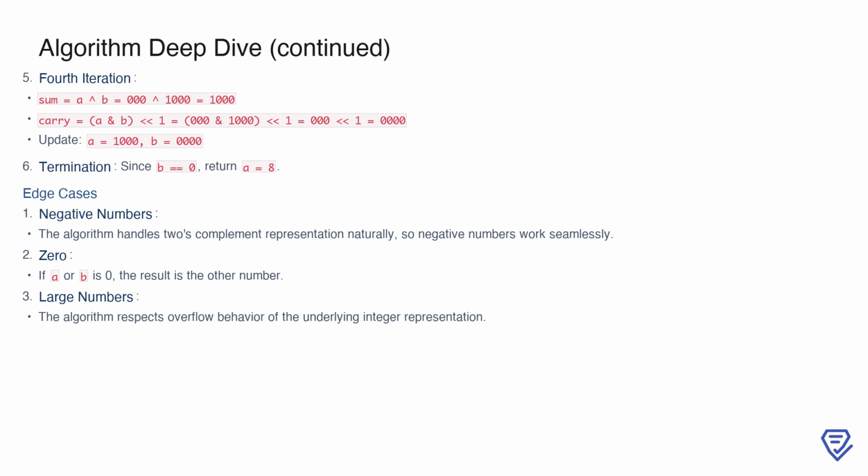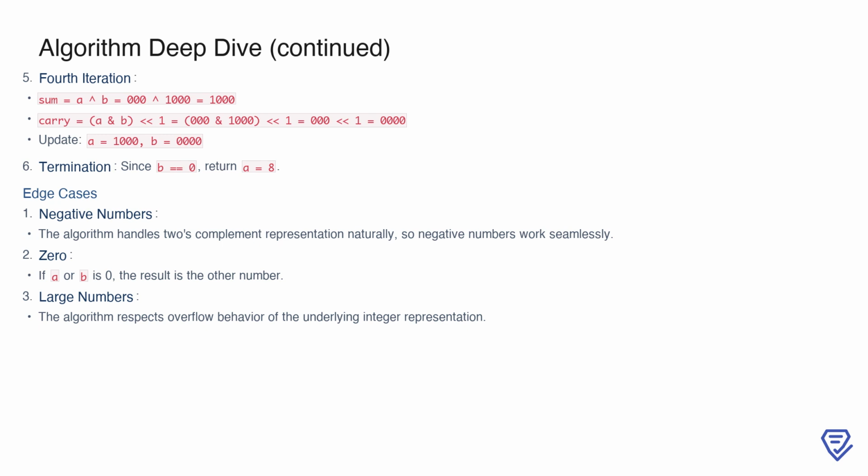In the fourth iteration, the partial sum is calculated as 000 XOR 1000 equals 1000, and the carry becomes (000 AND 1000) << 1 equals 000 << 1 equals 0000. At this point, b is updated to 0000, indicating that there's no carry left to process. Since b is now 0, the loop terminates, and the value of a, which is 1000 in binary, is returned. Converting this back to decimal, the result is 8.